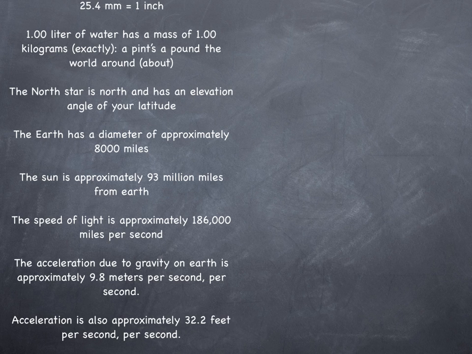Acceleration due to gravity on Earth is about 9.8 meters per second per second. That is also 32.2 feet per second per second. You'll often hear that as 32.2 feet per second squared. A ball dropped 1 second later will be traveling at 32.2 feet per second. A ball dropped 2 seconds later will be traveling at 64.4 feet per second. That is assuming no air resistance and under the force of gravity.